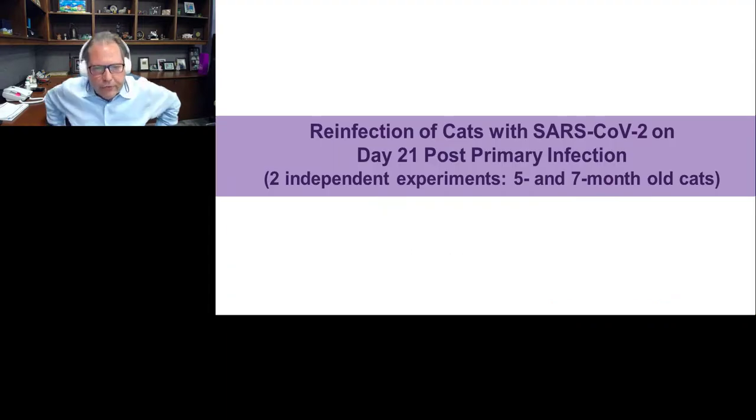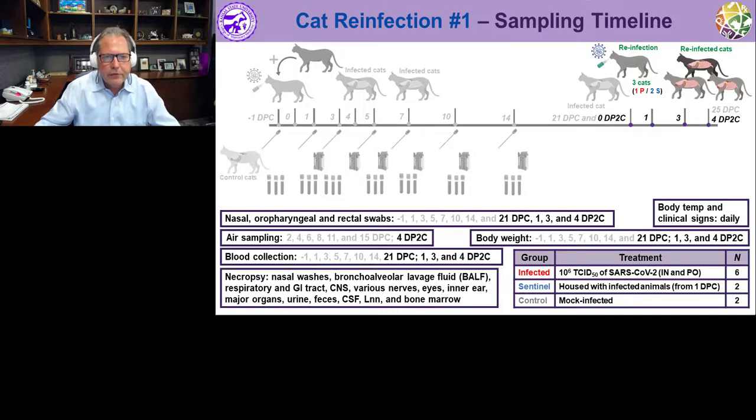We also addressed the question: are cats which were infected with SARS-CoV-2 susceptible or protected from reinfection with that virus? And we did 2 independent experiments, one on the 4.5 to 5-month-old animals and one on 7-month-old cats. And we inoculated these animals 3 weeks after primary infection. This is our first cat reinfection experiment, and we did it the following way.